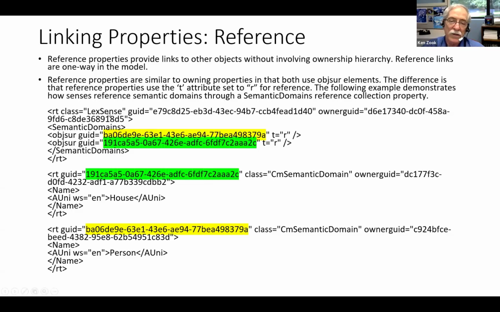So here we have a sense, and it has a semantic domains property, and it has two references, one to this GUID here, and since it has t equals r, we know that this is a reference and not owning. And so this reference here points down to this object here, which has a CmSemanticDomain object, and the owner GUID doesn't matter because it's owned some other place, so it's not relevant in this case. And then we have the separate GUID here for the other object, which refers to this CmSemanticDomain for house.